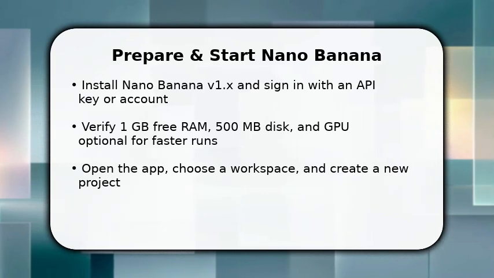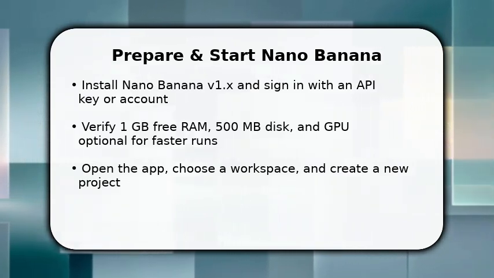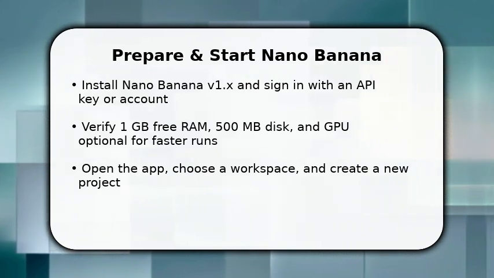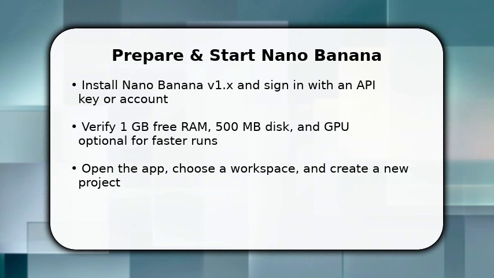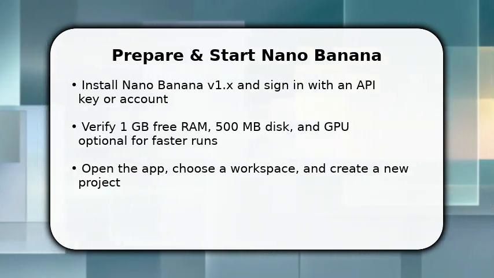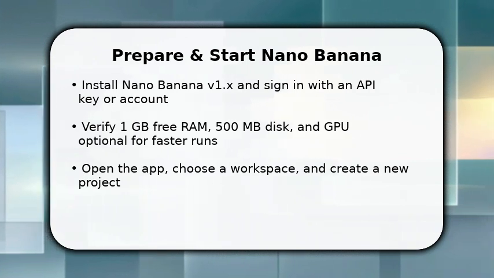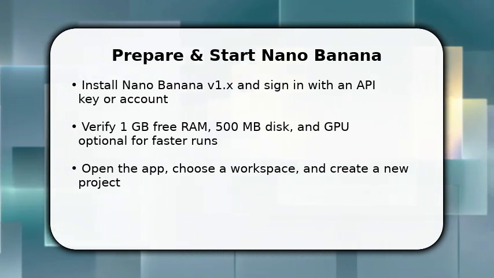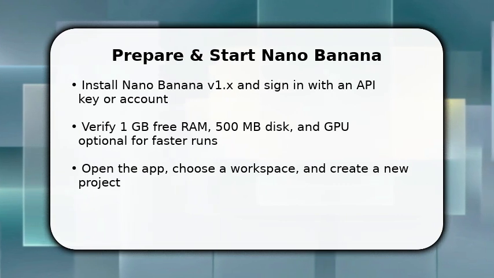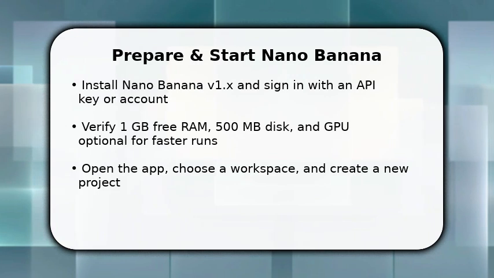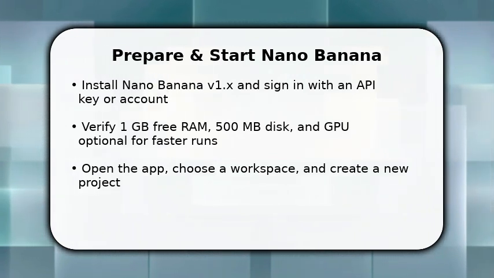You begin by making the environment ready and launching Nano Banana. First, sign in with your API key or account so the tool can access models. This avoids permission errors later. Once done, confirm you have at least 1 GB free RAM and 500 MB disk, and enable a GPU if available for faster processing. Now open the app, create a new project, and select a workspace. This immediate start gets you into the first actionable step without extra setup delays.